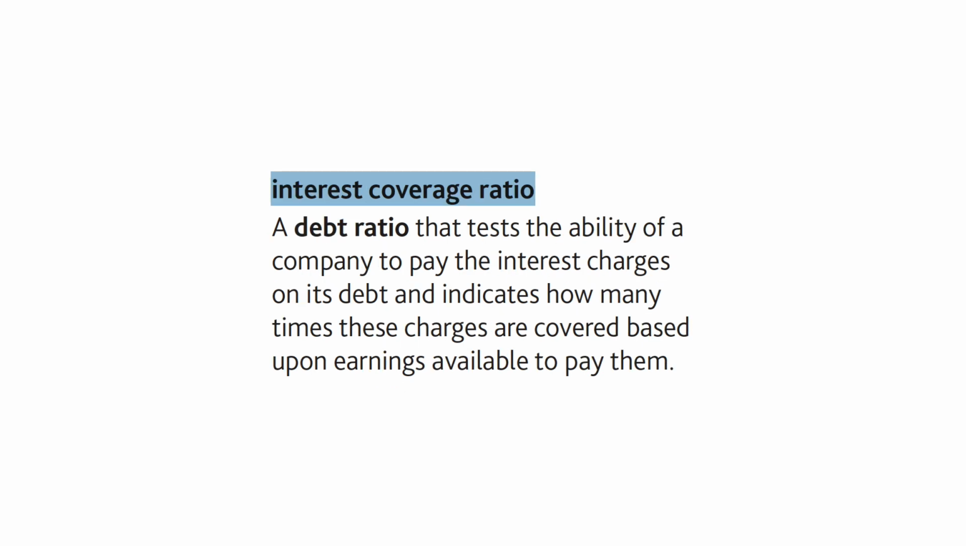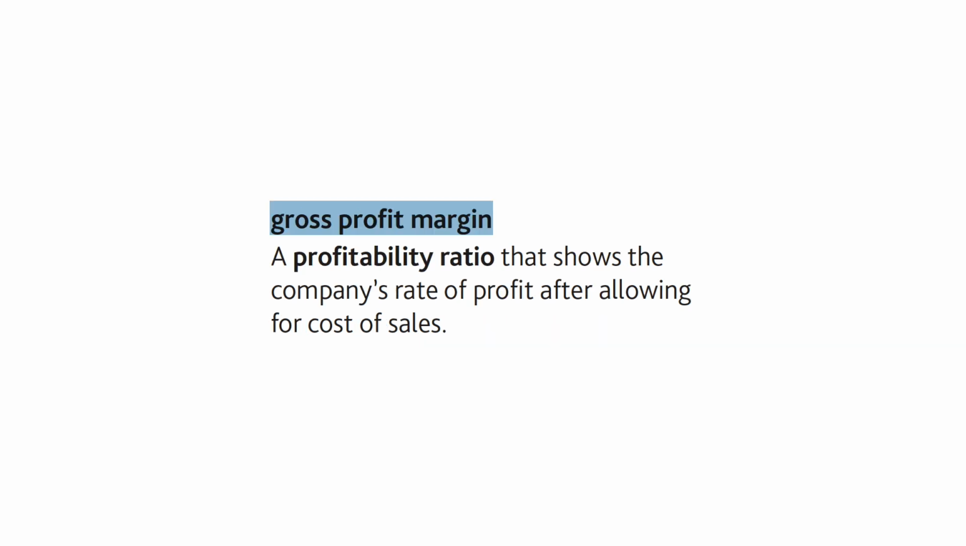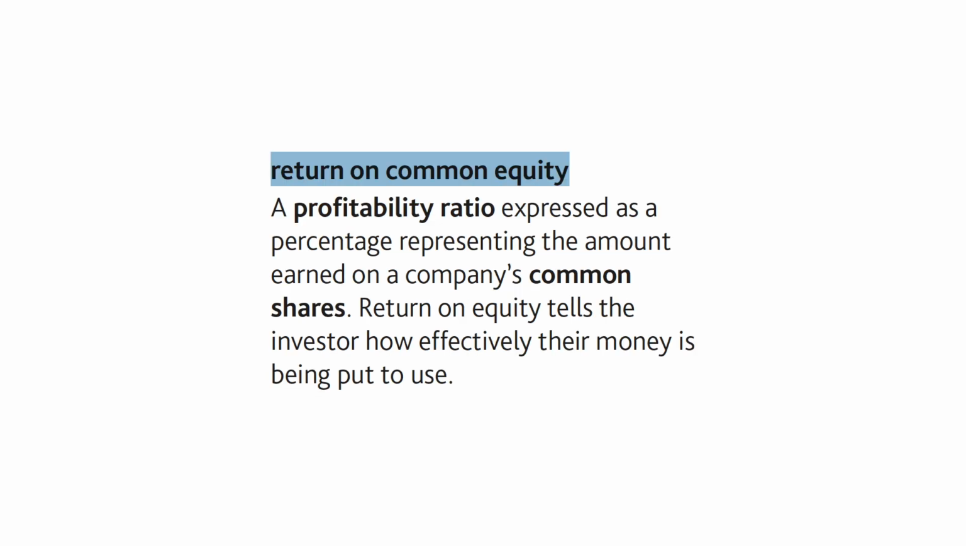Interest coverage ratio. A debt ratio that tests the ability of a company to pay the interest charges on its debt and indicates how many times these charges are covered based upon earnings available to pay them. Gross profit margin. A profitability ratio that shows the company's rate of profit after allowing for cost of sales. Return on common equity. A profitability ratio expressed as a percentage representing the amount earned on a company's common shares. Return on equity tells the investor how effectively their money is being put to use.